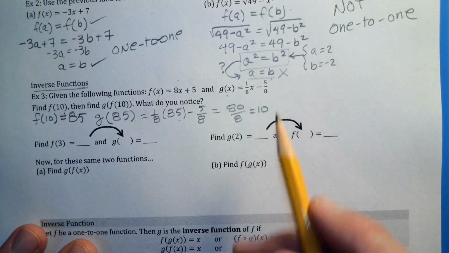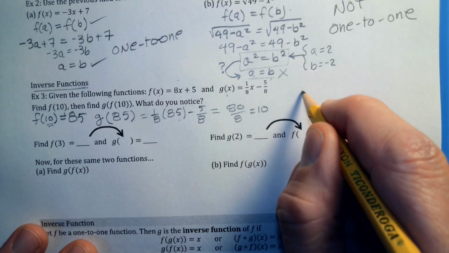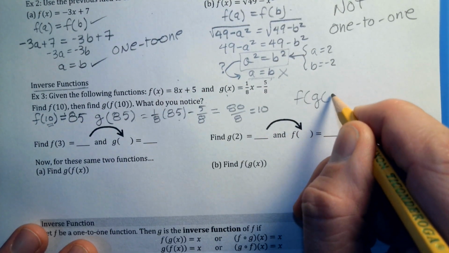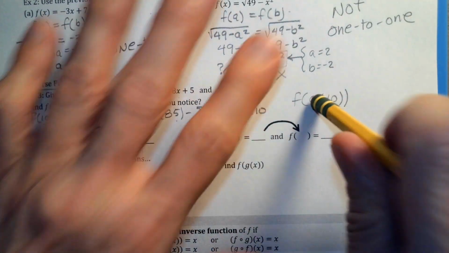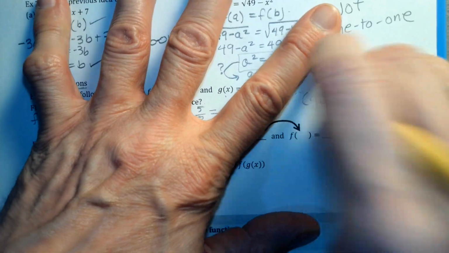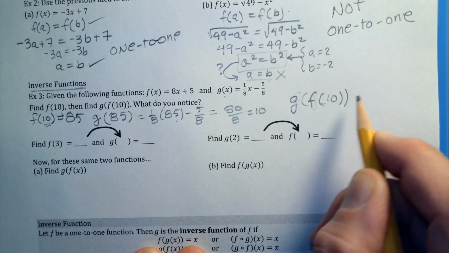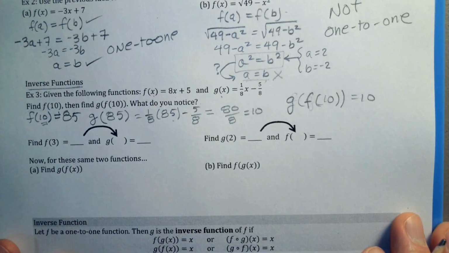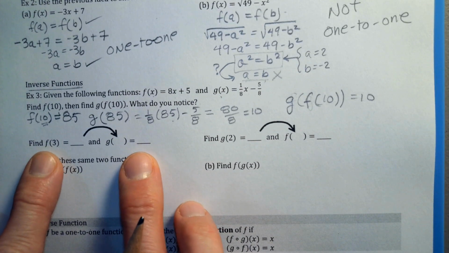So it's interesting. What did we just do? We did g of f of 10, right? And we got 10. Isn't that interesting? The input was 10, the output was 10. All right, let's try a couple more.